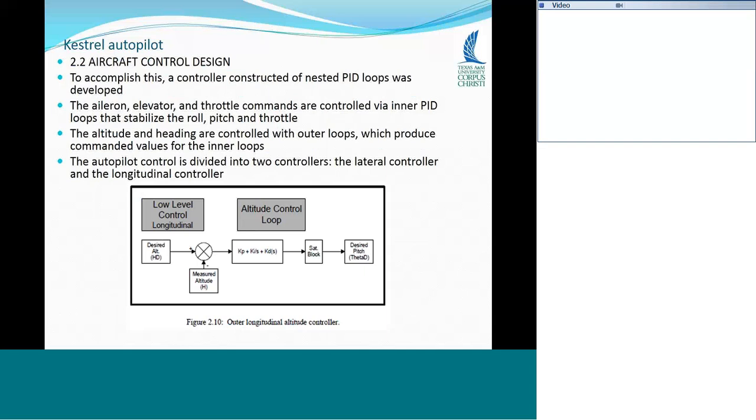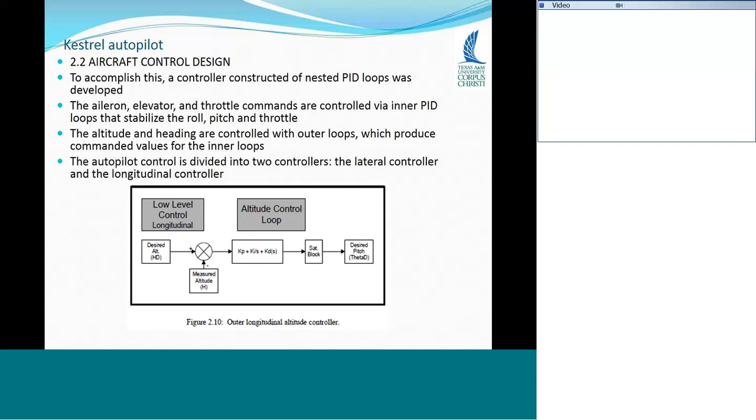So as is typical in aircraft design, you divide the controller into two separate controllers, the lateral controller and the longitudinal controller. That's just natural to aircraft. The pitch controls separate out naturally from the roll and yaw controls. All right, so here's the longitudinal control, low-level control. Basically, this is the altitude control loop.